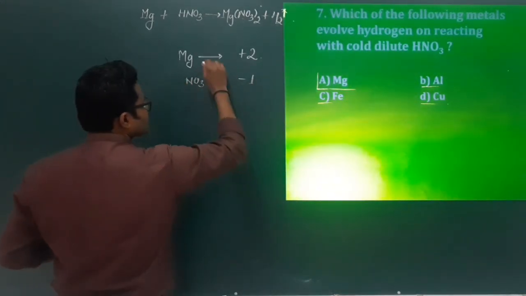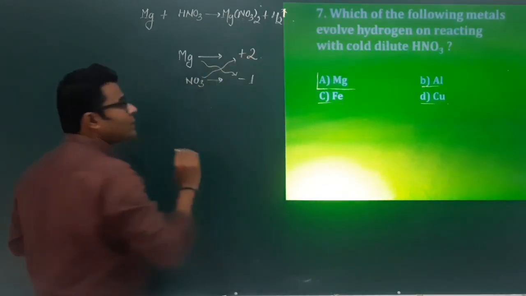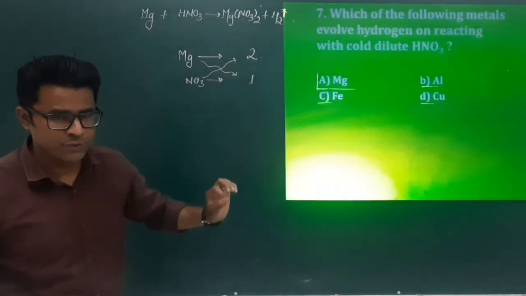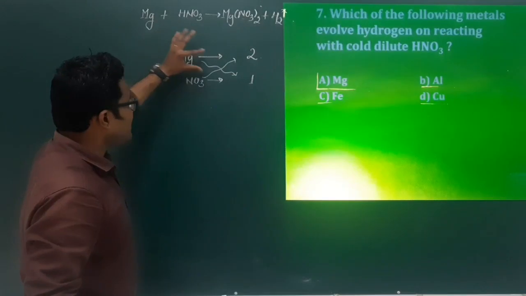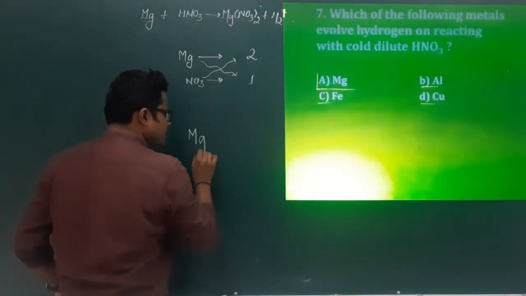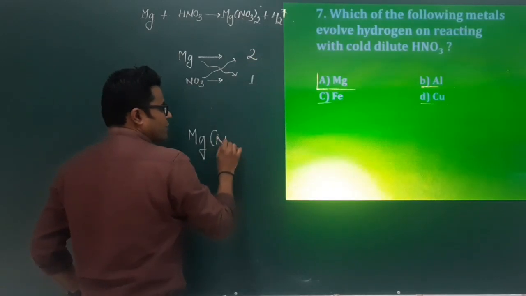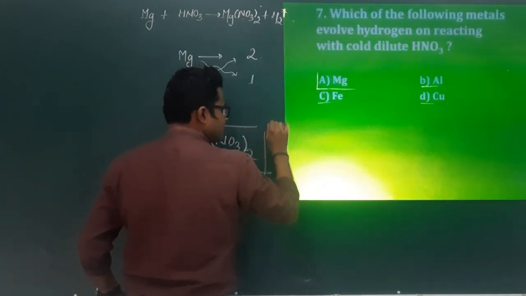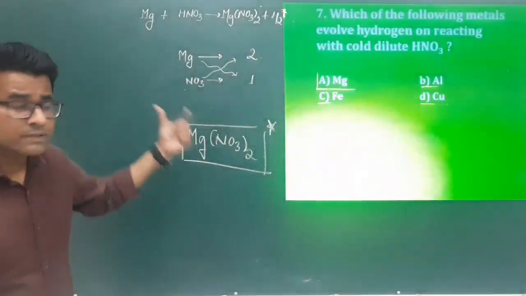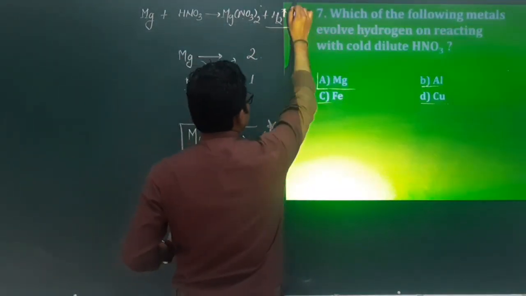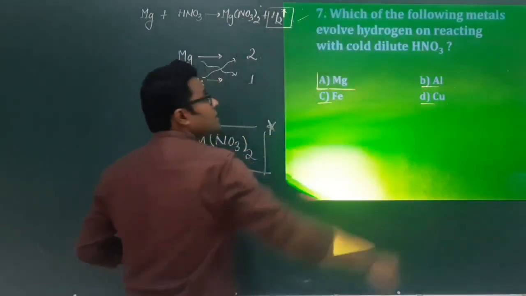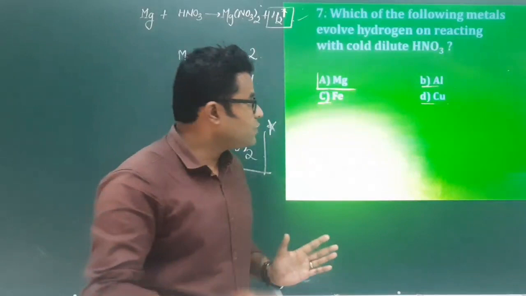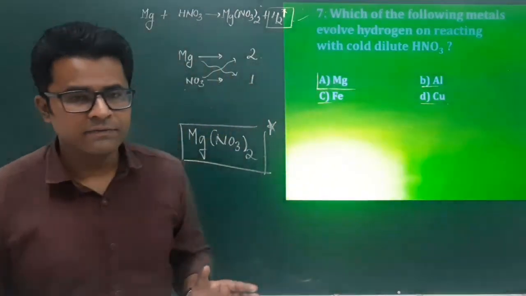Okay, so now what happens is, if we just cross multiply this without taking into consideration the charges, let's just take into consideration the magnitude. So when we take the magnitude, Mg becomes Mg, while NO3 is going to be 2. So this is how we get the formula for the salt. Along with this, of course, there is an elimination of hydrogen gas. So it is the magnesium which has the capacity to evolve hydrogen, not copper, neither aluminium, neither ferrous.